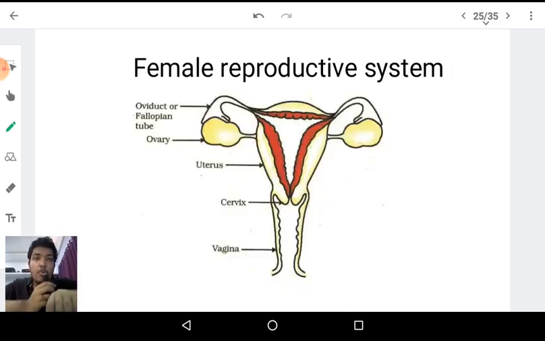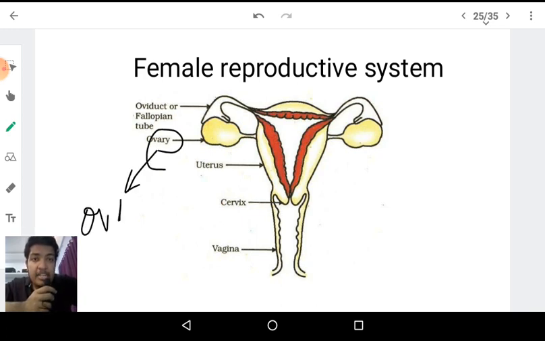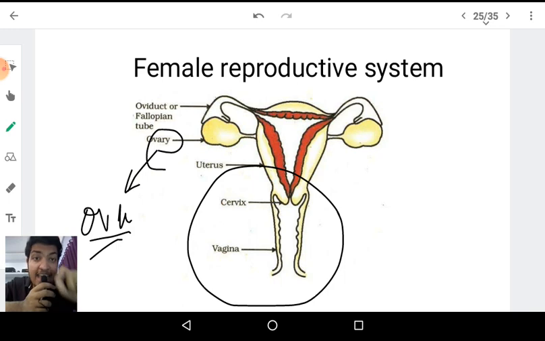Now let us talk about the female reproductive system. Female reproductive system is again divided into three parts. The first one is known as the primary sex organ, which is the site of formation and production of gametes. That is the ovary. So ovary is the site of formation of the female gamete, which is ova. Next is the tubes and the ducts. It starts from the oviduct, which is also known as the fallopian tube, and then it leads to uterus. And this much portion is known as the external genitalia, which consists of the cervix and the vagina.